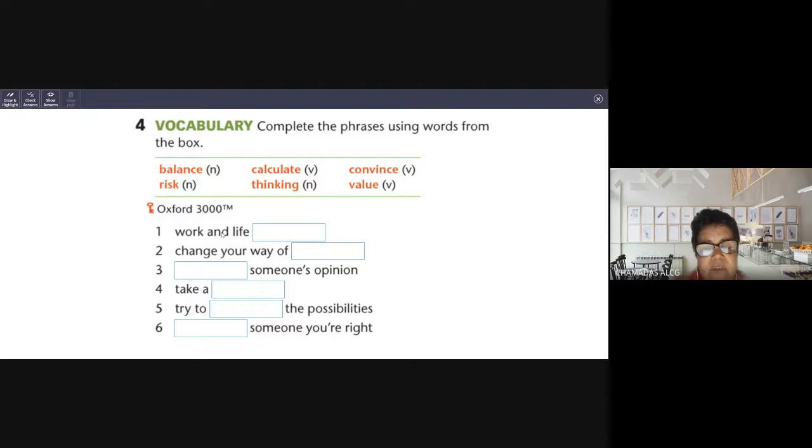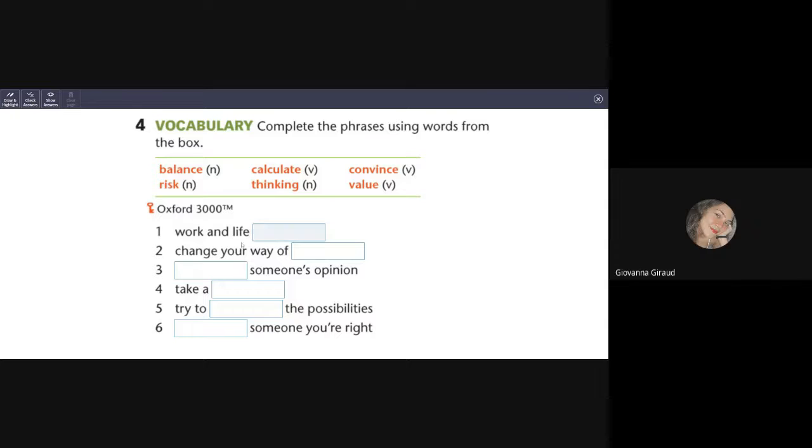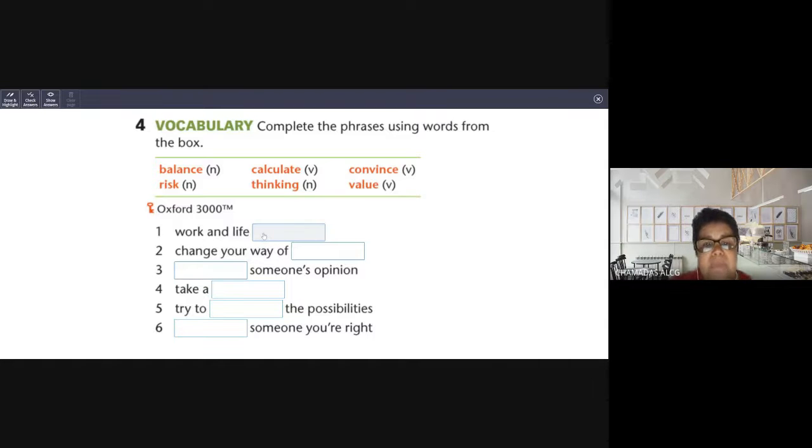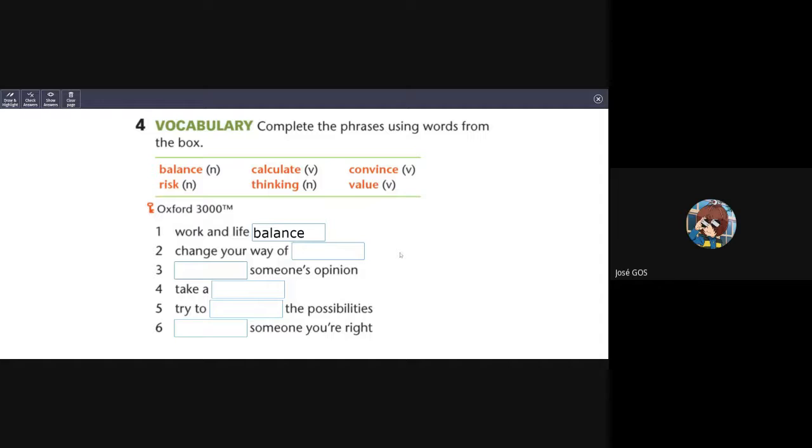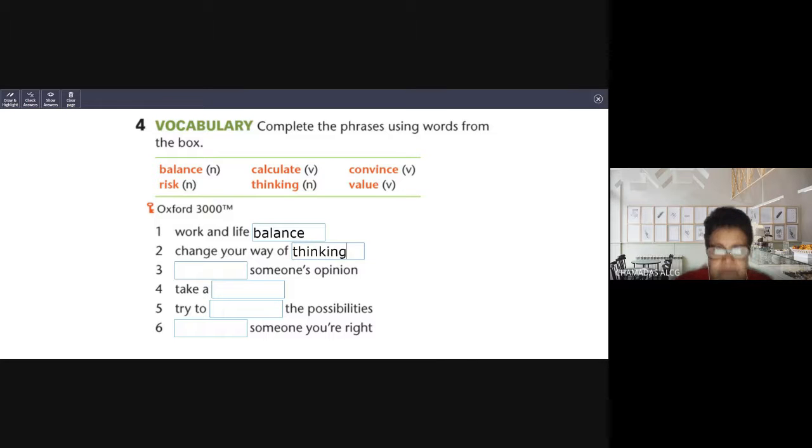So here we have work and life. What do we have to complete using? Balance. Yes, work and life balance. Good. We have to reach this kind of balance between work and life. Change your way of thinking. That's great. Perfect. Number 3, take a risk.